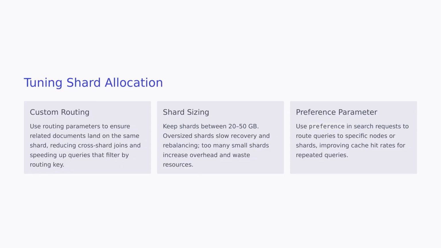Ever wondered how to optimize shard allocation for faster queries? By utilizing custom routing parameters, you can ensure related documents land on the same shard, slashing cross-shard joins and boosting query speeds. Remember, keep your shard sizes between 20 to 50 GB to avoid sluggish recovery and rebalancing. Additionally, employing the preference parameter in search requests can direct queries to specific nodes or shards, enhancing cache hit rates. Tailoring your shard allocation strategy can significantly streamline your system's performance.